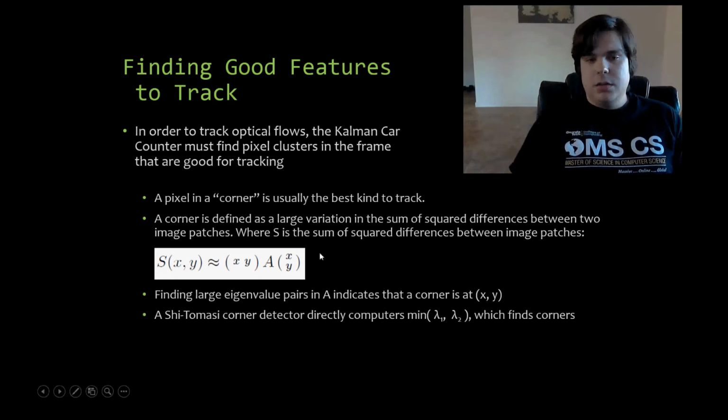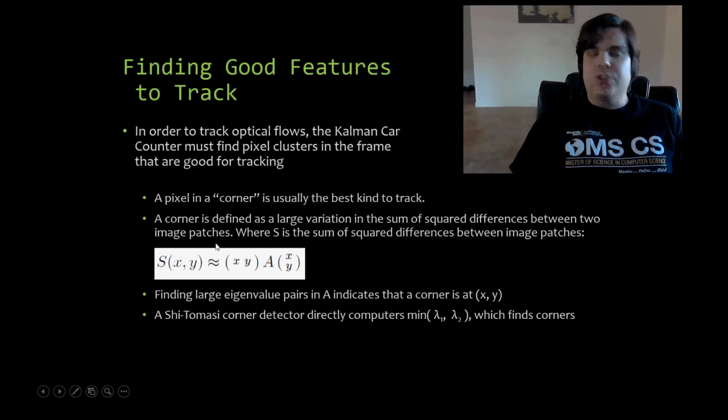This equation here shows the sum of square differences calculation, which could be estimated with a Taylor series that produces this matrix A here. That matrix, if it has large eigenvalue pairs, then we can say there's a corner there, and that's all we need. The Shi-Tomasi corner detector directly computes the small eigenvalues that it needs to find the corners.